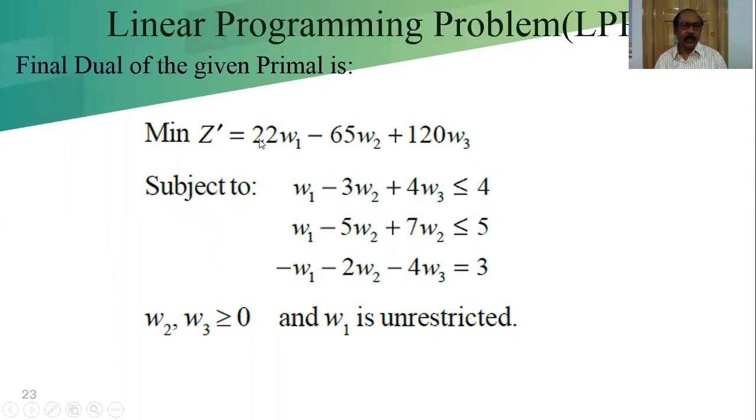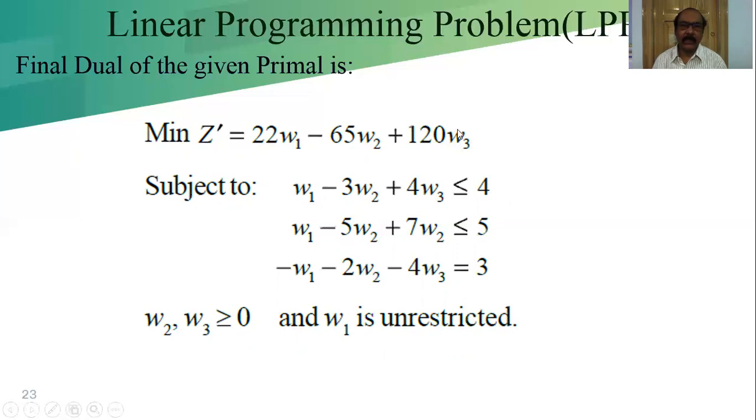Min Z dash equal to 22 W1 minus 65 W2 plus 120 W3 subject to W1 minus 3 W2 plus W3 less than or equal to 4, W1 minus 5 W2 plus 7 W3 less than or equal to 5, and W1 minus 2 W2 plus 4 W3 equal to 3, where W2 and W3 are greater than or equal to 0 and W1 is unrestricted in sign.